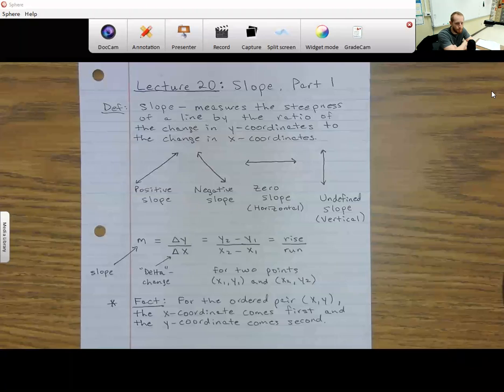Okay, so there are 4 kinds of slope. It could be positive, it could be negative, it could be 0, or it could be undefined. And you'll see what that looks like a little bit later. Undefined is the weirdest because you're actually dividing by 0 at the very end. Okay.